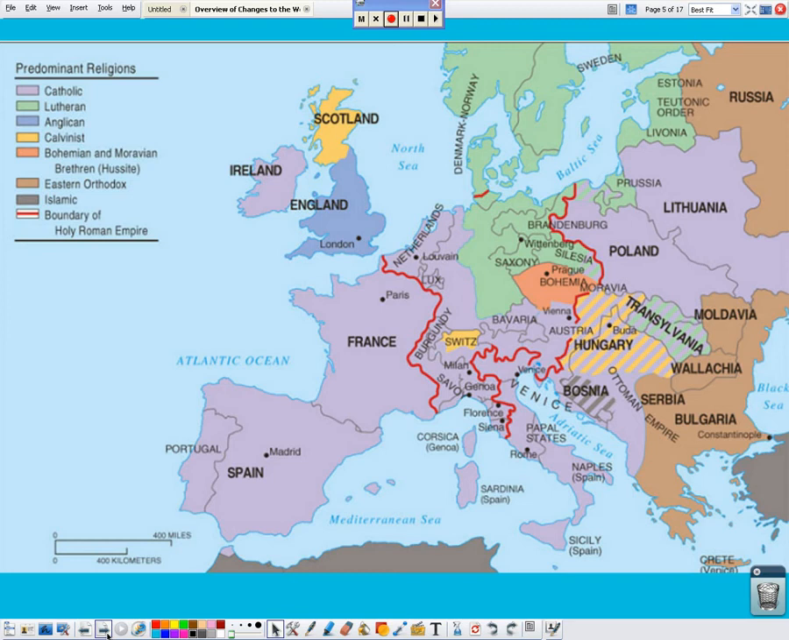All right, so what do you see on this map? There's still a lot of Catholics. Good. That's what you should take away from this map. What else, Nick? The Scots decided to be jerks and become Calvinists instead of Anglicans. They're not jerks. They just don't like the English. They're allowed.